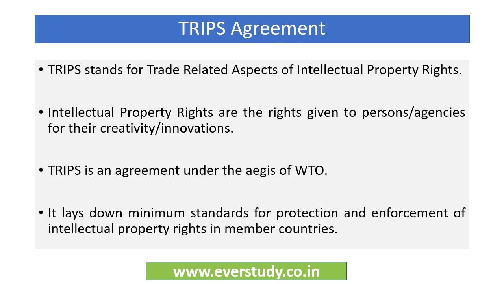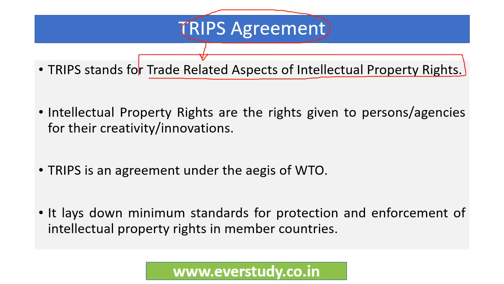So friends, in order to answer this question, we must be aware about this TRIPS agreement. Now this TRIPS agreement is related to WTO, and TRIPS is short for trade related aspects of intellectual property rights. So this is mainly concerned with protection of intellectual property rights with regard to trading among the member countries of WTO. WTO wants to make sure that these intellectual property rights should be protected, and it seeks to lay down minimum standards for protection and enforcement of intellectual property rights in member countries.